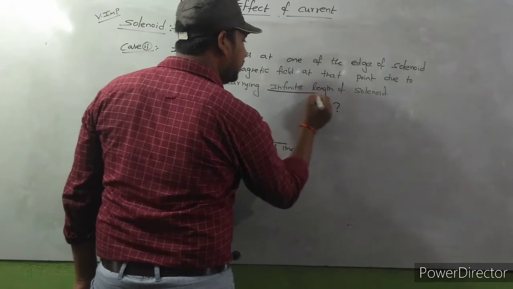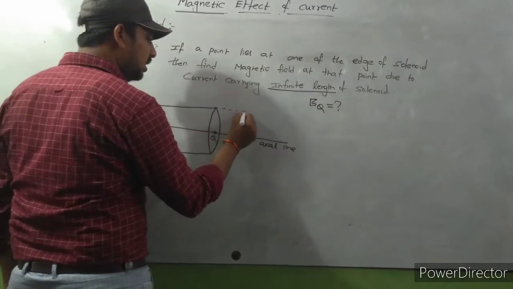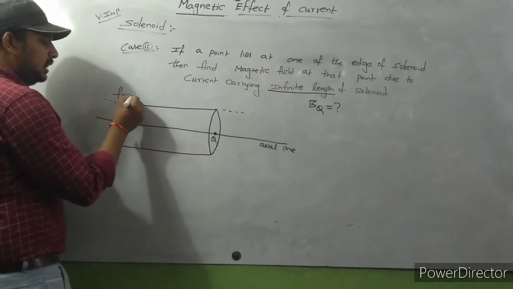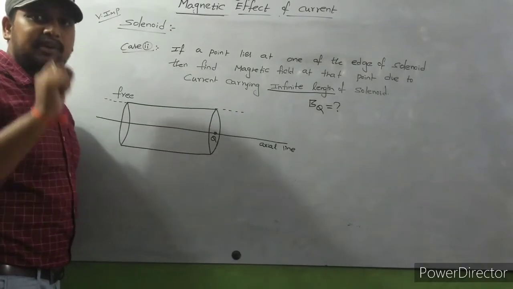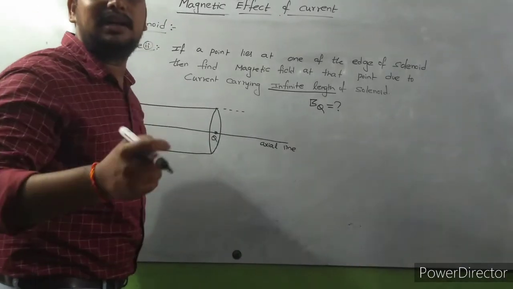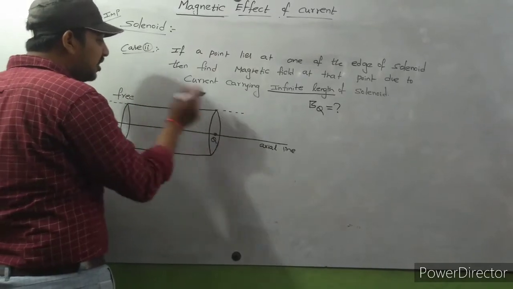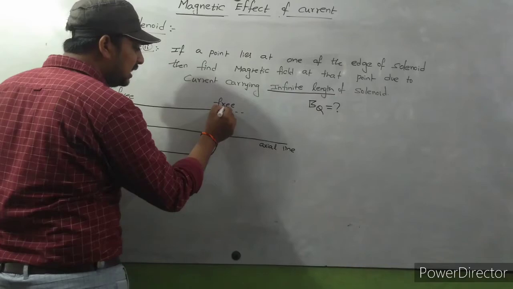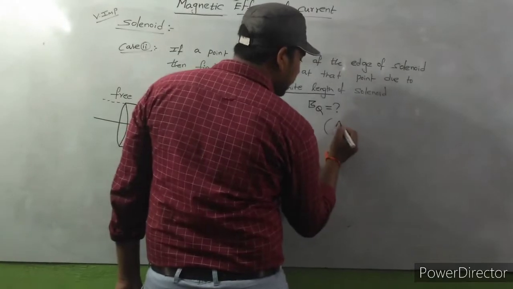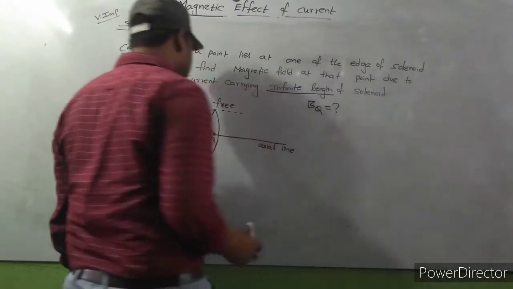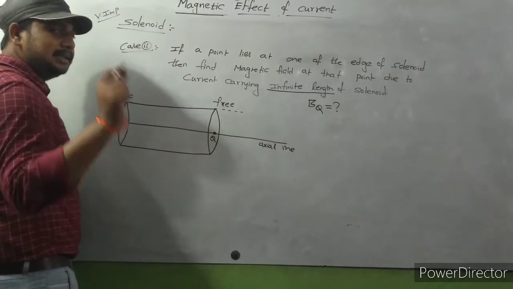This solenoid is of infinite length. The solenoid is made with infinite length. Infinite length means these two ends are free ends. You know already, a finite length means we will get fixed ends, whereas an infinite length of wire means we will get free ends, because it is made with the infinite length of wire. So these two ends are free ends. You know already, at free ends the angle is always 90 degrees.